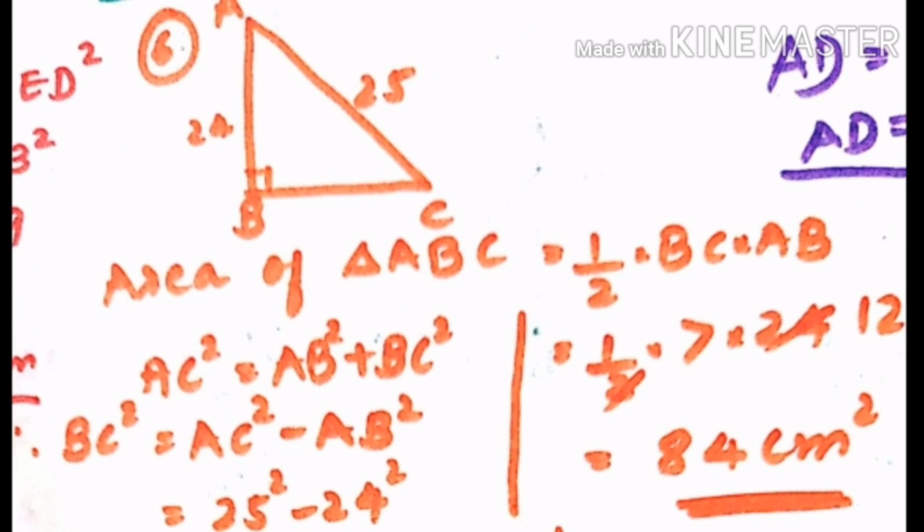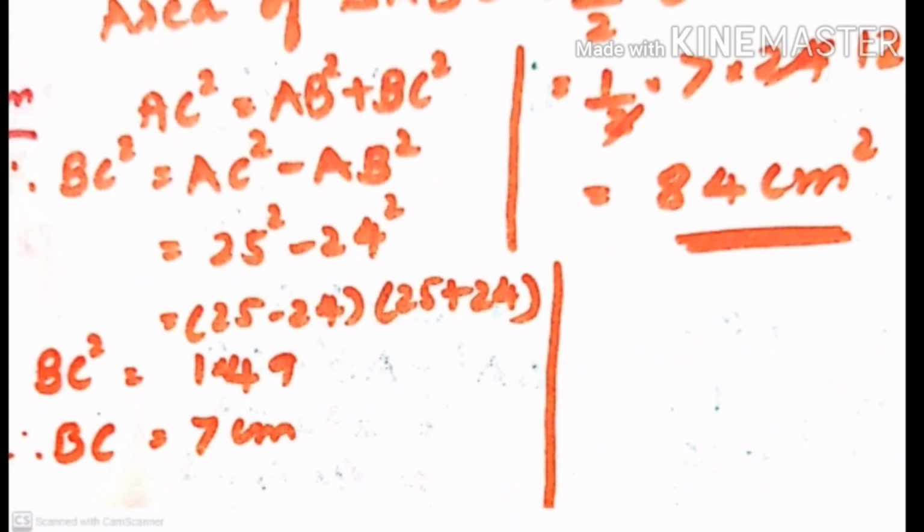Now you see that AC is given in the question and AB is given, but BC is not given. So we will find BC by using Pythagoras theorem. AC square is equal to AB square plus BC square, and by substituting values we get 25 square minus 24 square. Finding the factors, 25 minus 24 and 25 plus 24, we get 1 multiplied by 49. The square root of 49 is 7. So we get BC value 7.